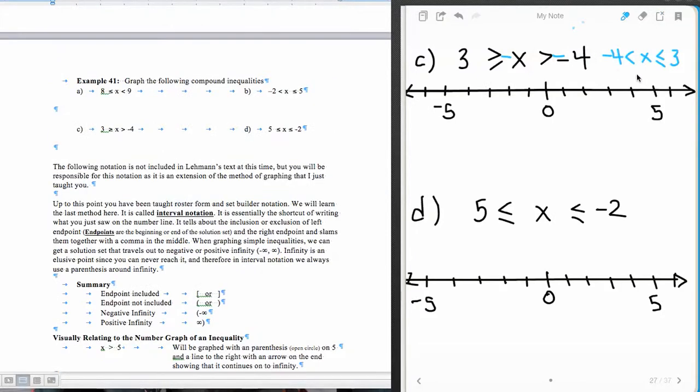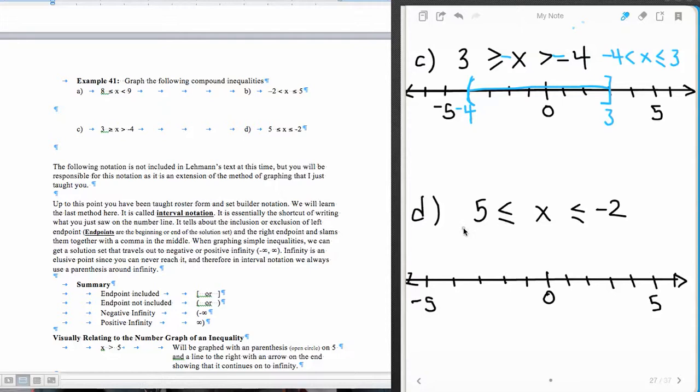Okay, now once I have it in standard form, I can go ahead and graph it on the number line. So I'm going to locate my left endpoint right here at negative 4, and this is my left endpoint, so I'm going to use a left parenthesis because this is not included. And then I'm going to locate my right endpoint, and I'm going to use a right bracket because 3 is included, and then I'm simply going to draw my line in between these. All right, now moving on to part D.